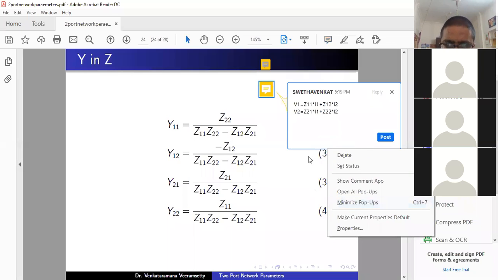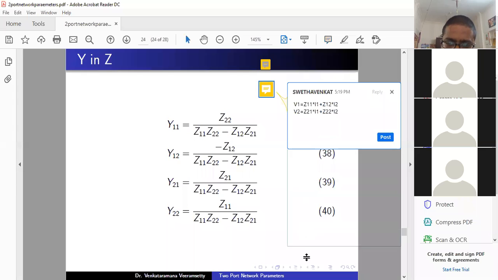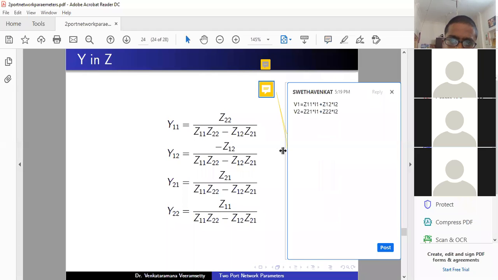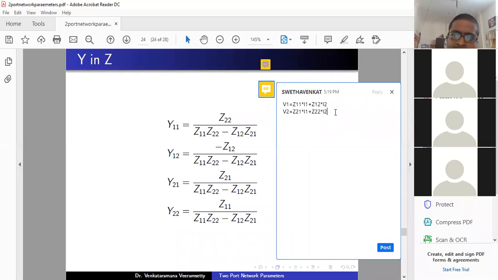So now I want to find Y22 in terms of Z parameters. As per the definition, Y22 equal to I2 divided by V2 at V1 equal to 0. Keep V1 equal to 0 in the first equation. Now that will be 0 equal to Z11 multiplied with I1 plus Z12 multiplied with I2. Okay, right?